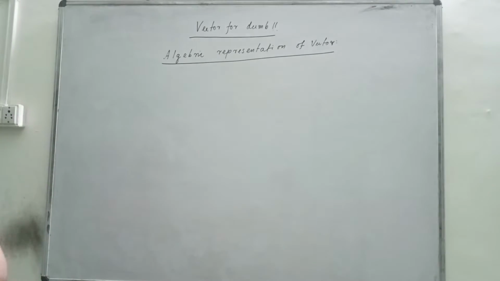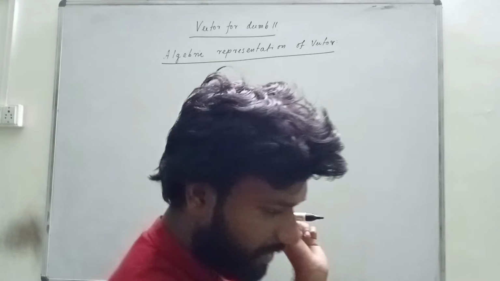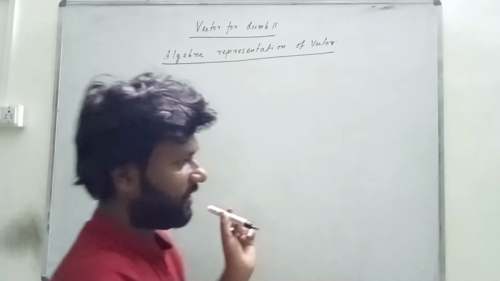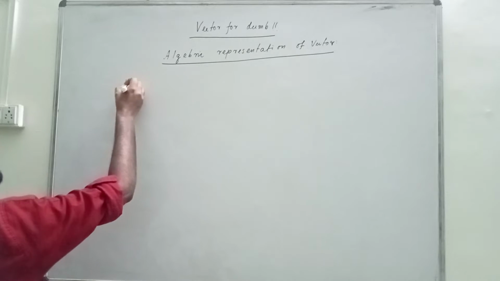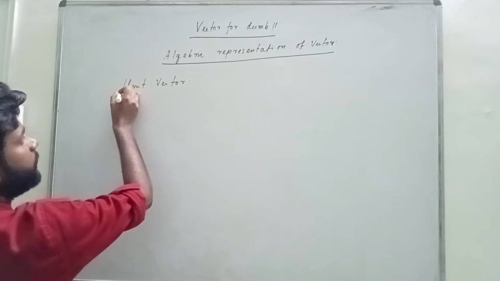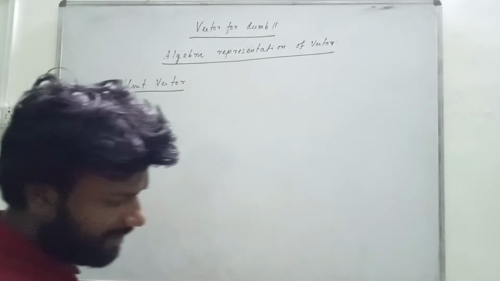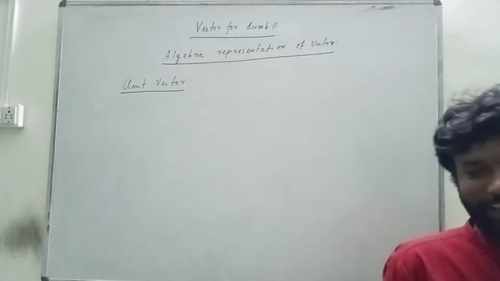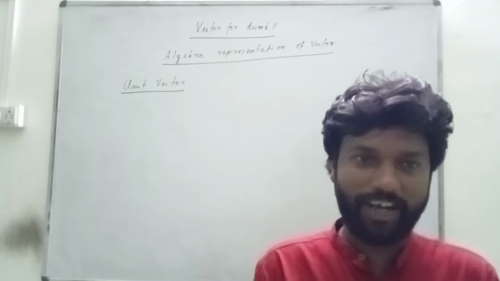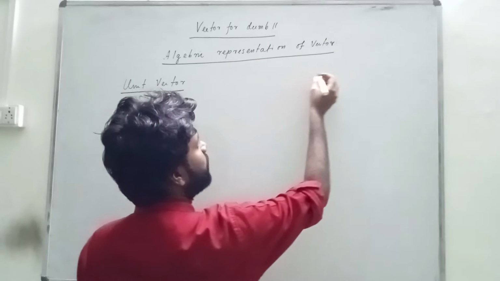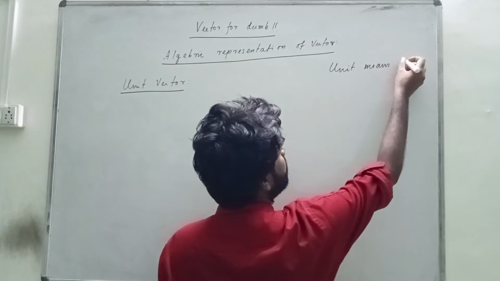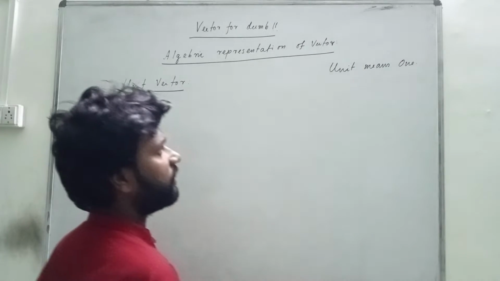First of all, there is a subtopic, actually, it's unit vectors. So what is the unit vector actually? The meaning of unit vector. All of you know the meaning of unit, right? Unit means one. First of all, unit means one. All of you know here. So unit means one, right?